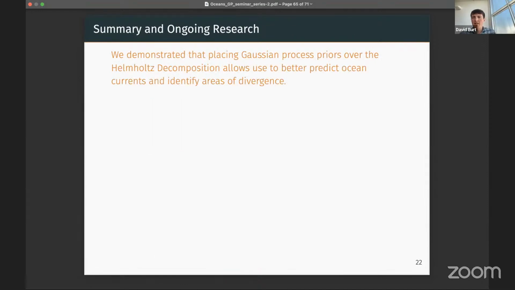So just to give an overall summary, we demonstrated that placing Gaussian process priors over Helmholtz decomposition allows us to better predict ocean currents, as well as identify areas of divergence relative to a more straightforward approach to GP inference in this problem. And I should say it's slightly more computationally expensive, but not orders of magnitude. It's about 4 times more expensive. So it's pretty practical still to run on medium-sized problems without any real issue.